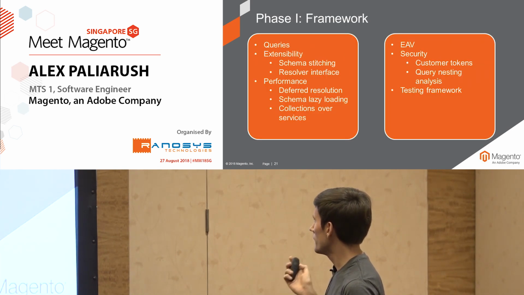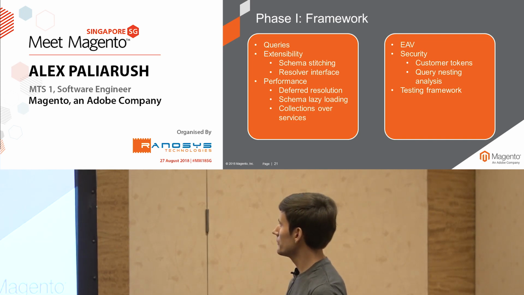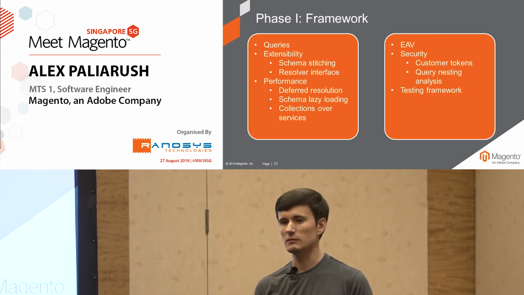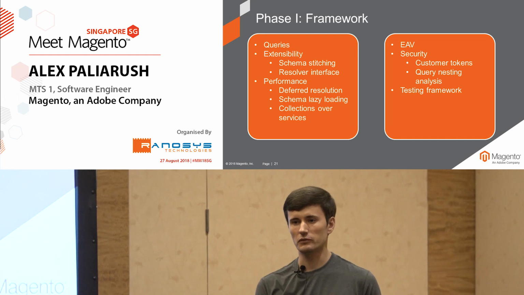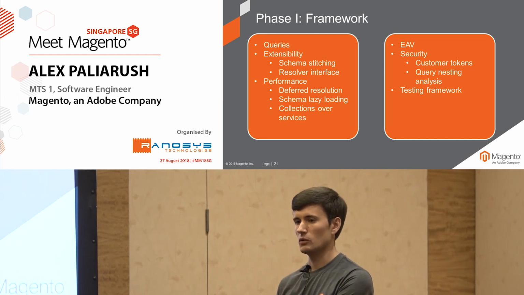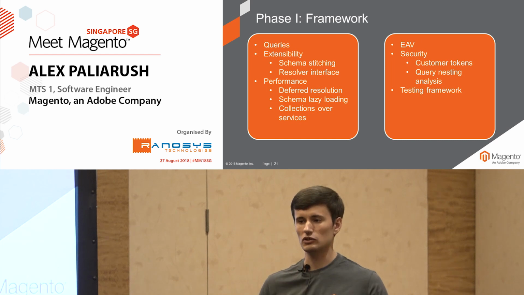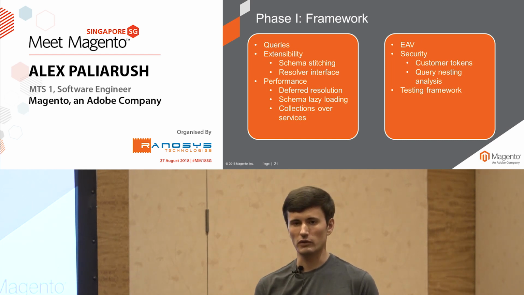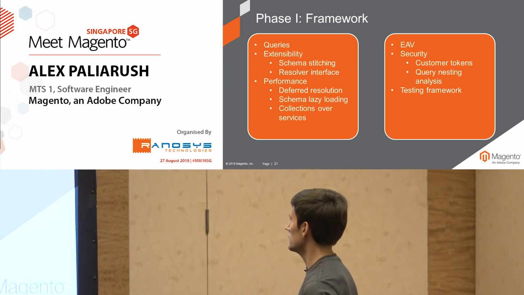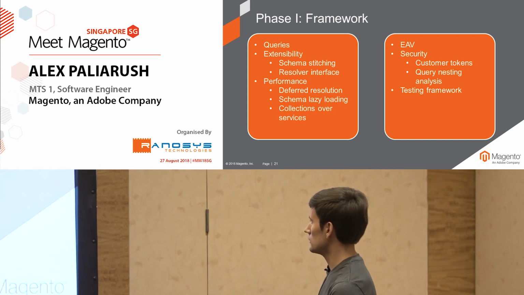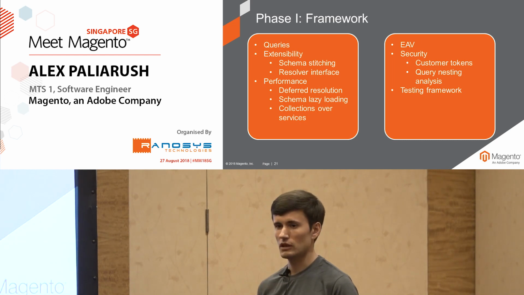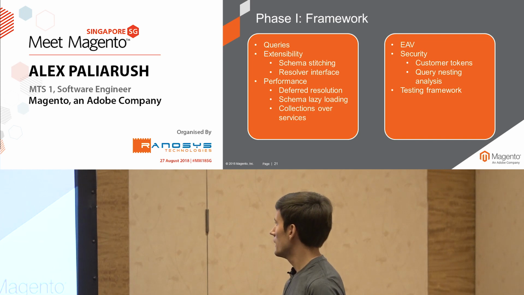So what has been done in phase 1? We added queries support. We also allowed for extensibility by schema stitching. This is a term for schema merging, basically. So we allow modularity for your schema. You can define some fields in one module, the other fields in the other module, and eventually it will be merged, and you will get a declaration for your entity combined, and it will be a single schema. We also defined resolver interface, and we have some solution for performance issues. I will give an example later. We have examples of schema lazy loading and using collections over services.